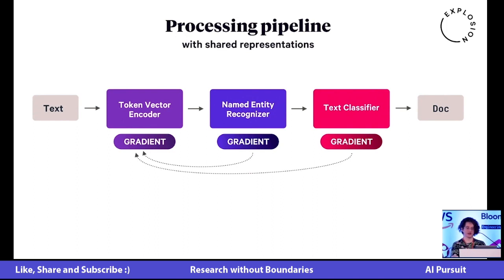Here we would have this component, the token vector encoder, which will run the transformer model, set all of the vectors up on the doc object, set all of those extension attributes that we had, and then we can pass that doc forward. The named entity recognizer will make use of those features that the token vector encoder extracted, and then it's able to pass gradients back into that model so that we can update it. Similarly, we can move forward into the text classifier, and the text classifier can also make use of the information that was calculated back there, and also update that single shared representation.